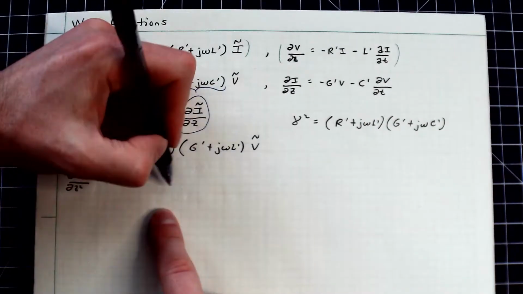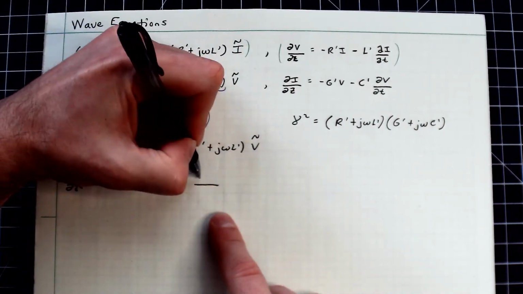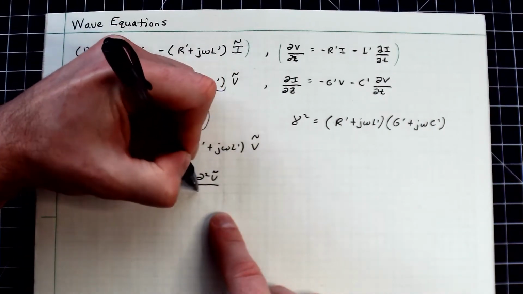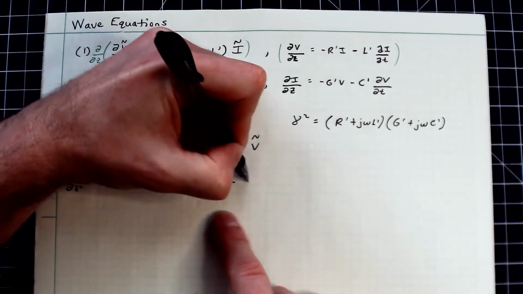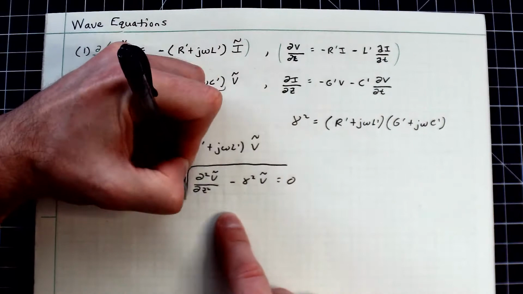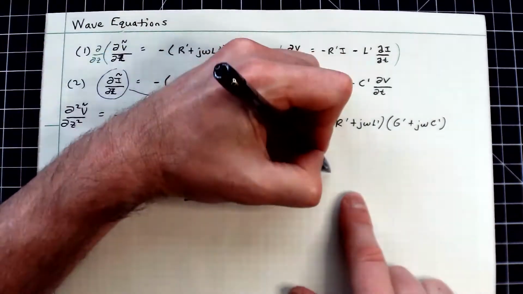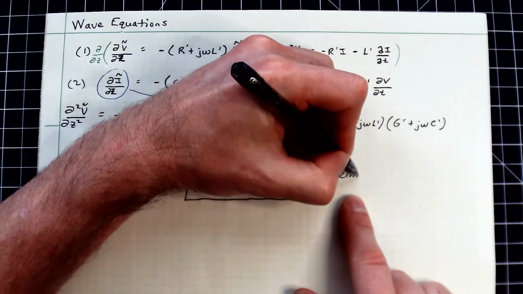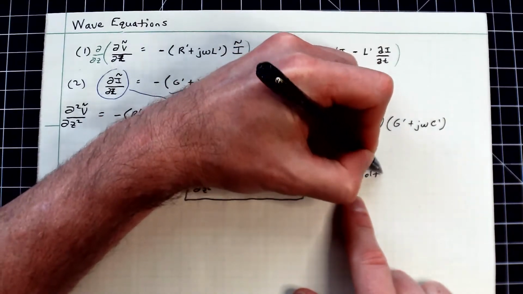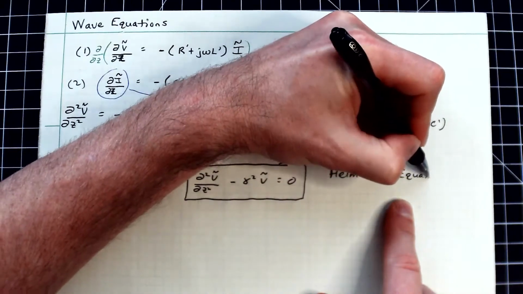Or more generally, what we tend to do is move this over here, and I get the second derivative of v with respect to z squared minus gamma squared v equals 0. All right, so that is the homogeneous Helmholtz equation, like so.